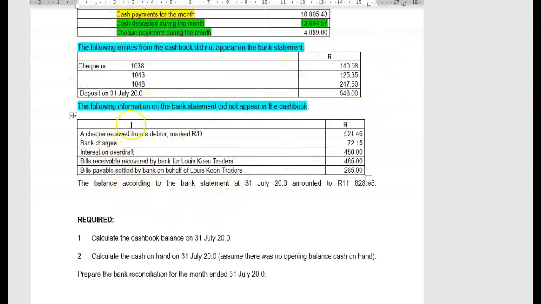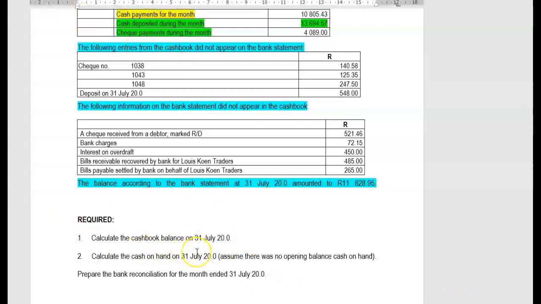Okay, then they say, what are we going to do with these items that appear on the bank statement and not in the cash book? We must actually go and check whether those items are for our account. If it is for our account, we have to rectify our bank account so that we actually record these items in our bank account. Then they say the balance according to the bank statement at 31 July was 11,828.95.